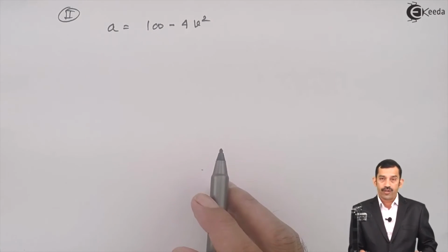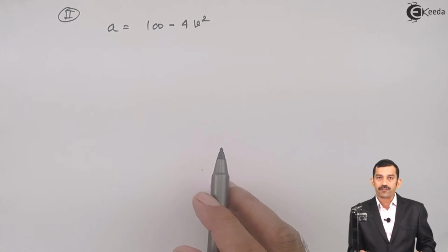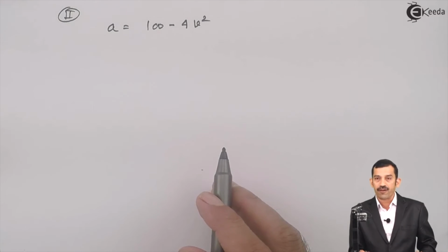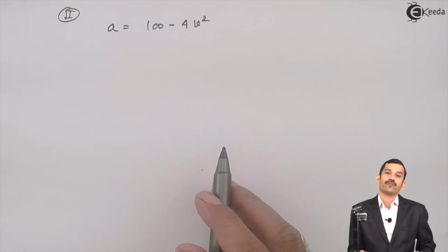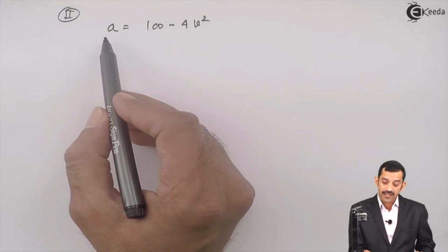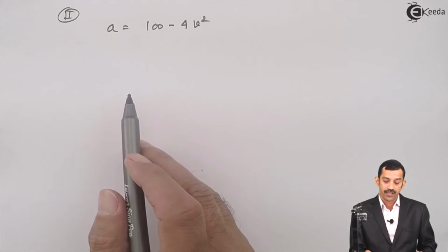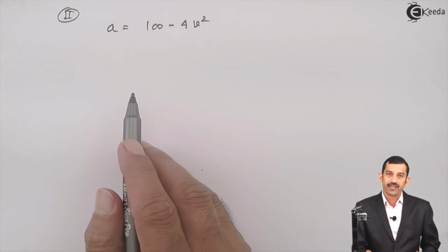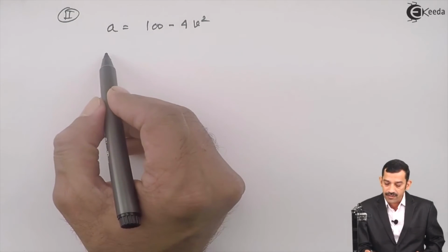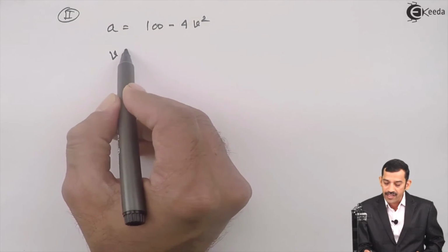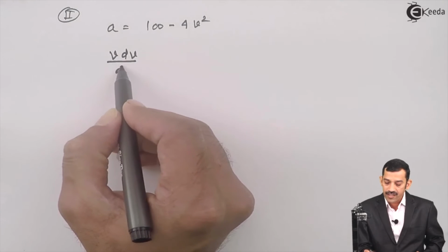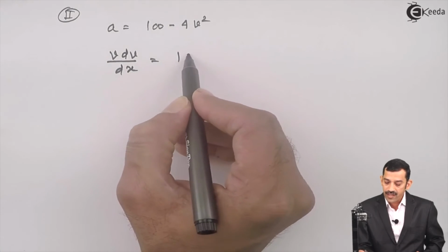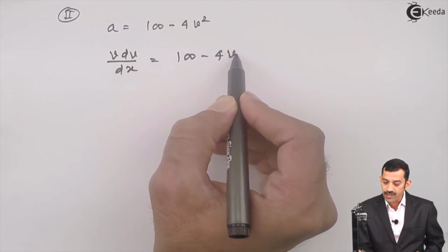Now you have to find the displacement when velocity varies from 1 meter per second to 3 meter per second. That means this acceleration a you have to substitute in terms of position, in terms of displacement, where the substitution for a is v dv upon dx equal to 100 minus 4v square.